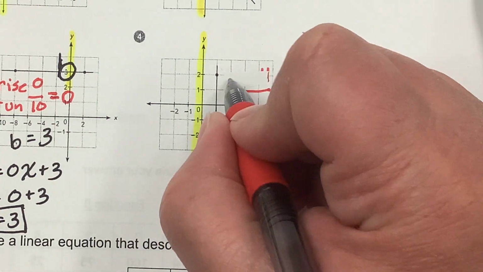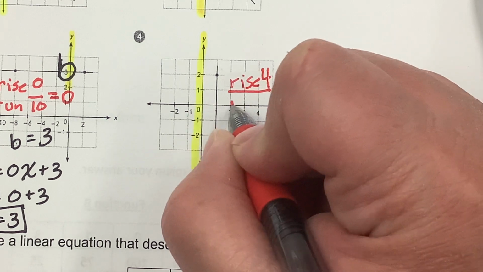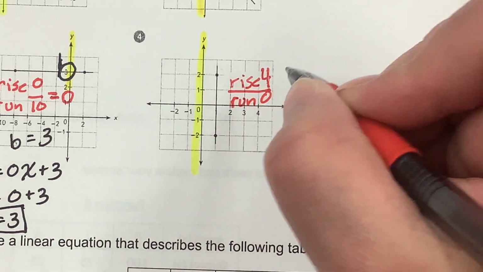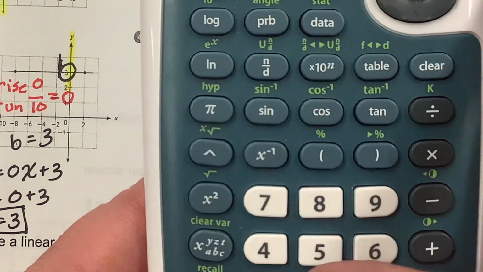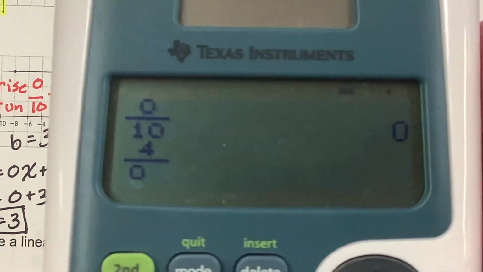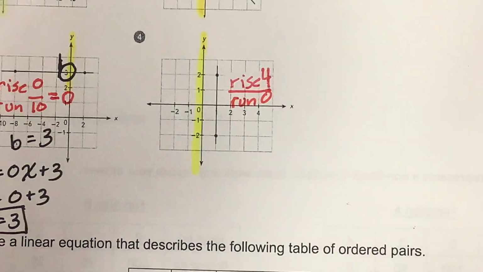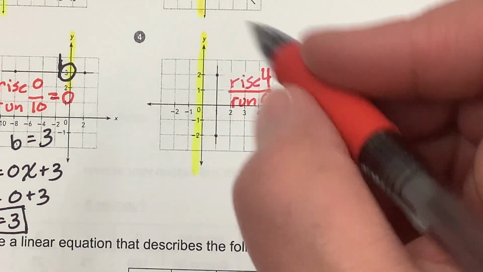Bad Bono. Rise 4, run 0. And if I put that in here, rise 4 over run 0, I get a divide by 0 error. You know what that means. This is an undefined slope.